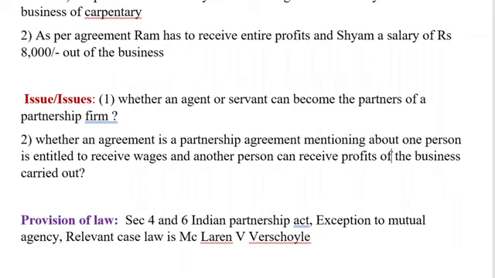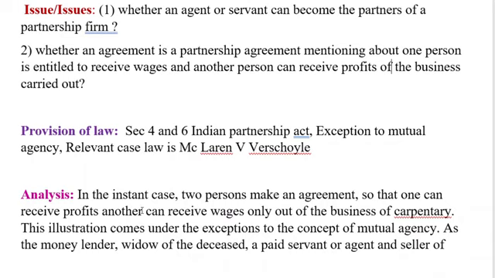So here we have to see whether any mutual agency is existing or not. Mutual agency means whether a person can bind another person for his action, for profit and loss. Here we don't find such a thing. With regard to the profit and loss, only Ram is entitled, and Sham is entitled only to the salary. So what we have to analyze out of these discussions: in the instant case, two persons make an agreement so that one can receive profits, another can receive wages only, out of the business of carpentry.